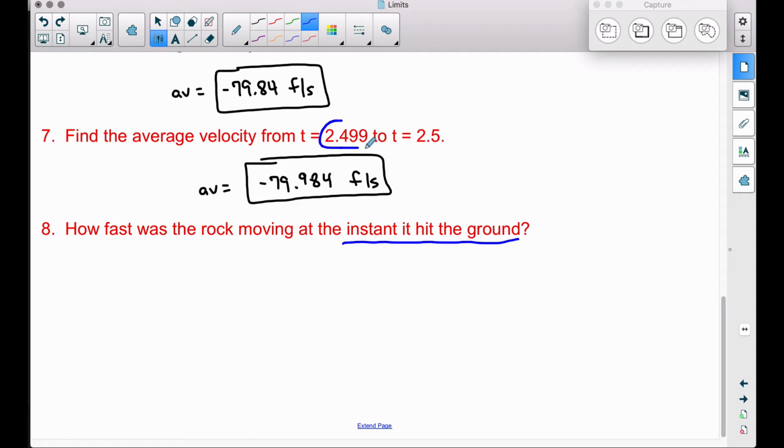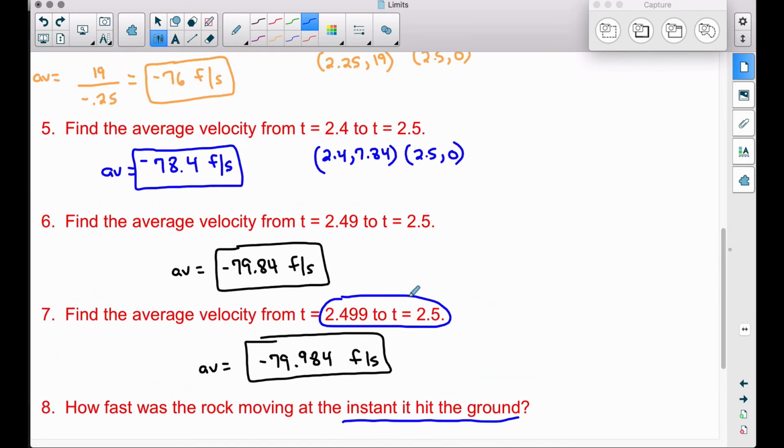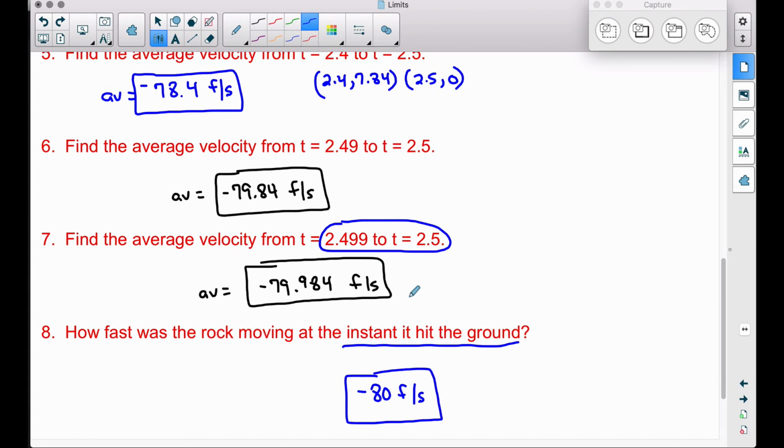Right there, that's only 1,000th of a second difference between those two time intervals. That rock was approaching an instantaneous velocity of negative 80 feet per second. And at that instant when the rock hit the ground, that's how fast it was moving. Obviously, once it hits the ground, it's going to be 0 feet per second because the rock is stopped. But this is the idea of a derivative. A derivative really involves us looking at a slope.